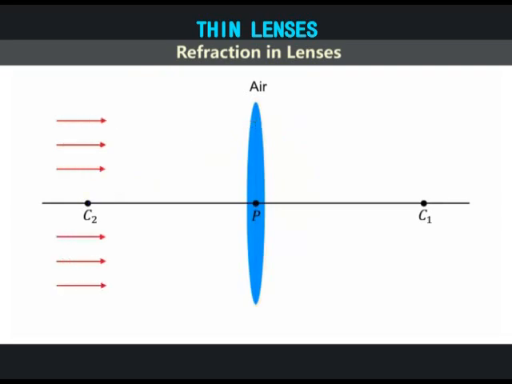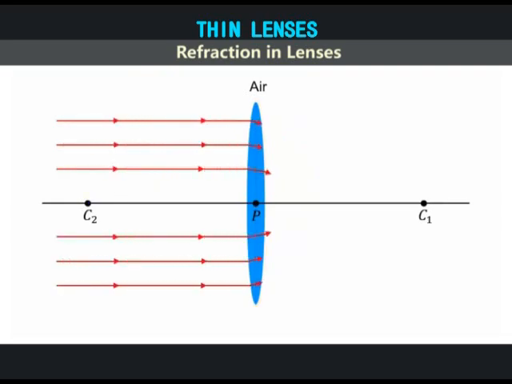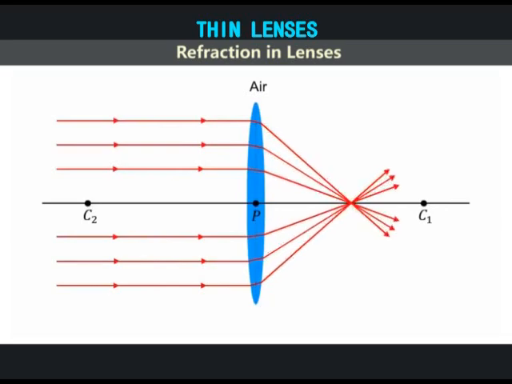Light rays parallel to the principal axis of a convex lens, upon refraction, converge at a point on the principal axis. This is called the second principal focus of the lens, f2. The principal focus towards the source of light is called the first principal focus of the lens, f1.